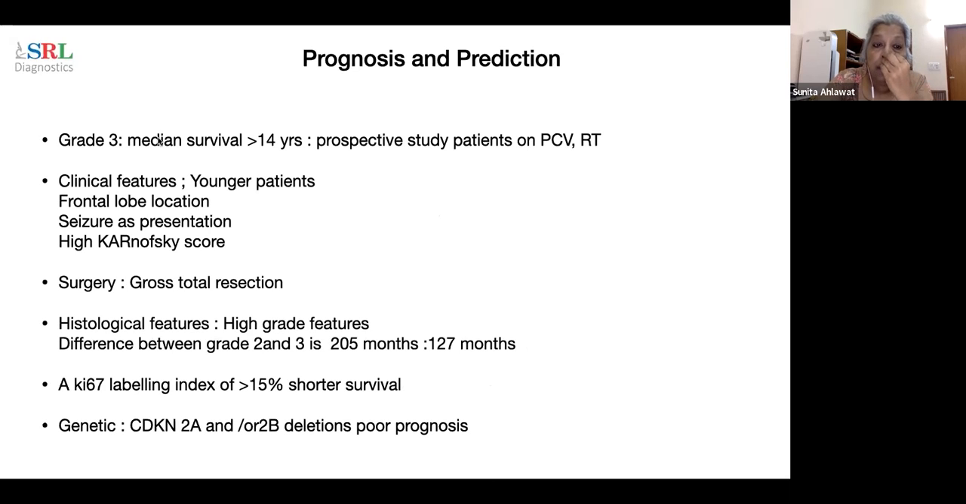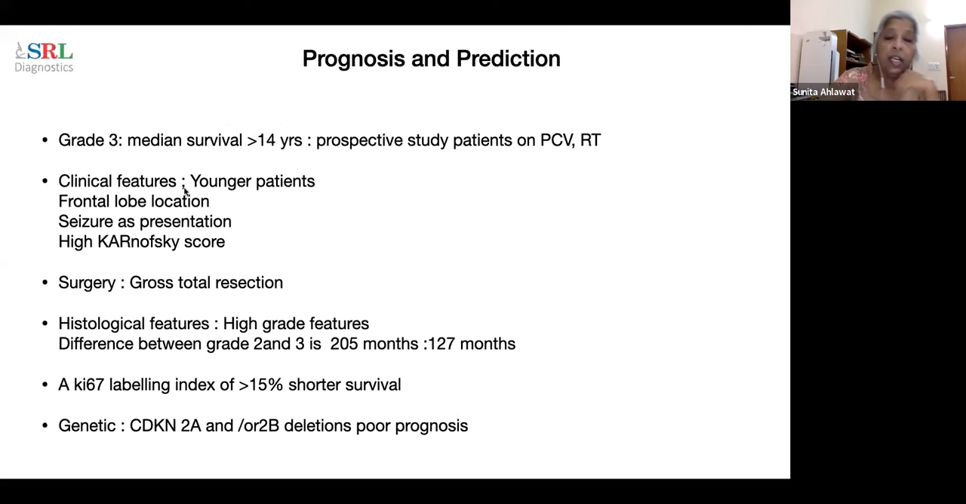Grade 3 glioma has a median survival of, when the chemotherapy, and there were not many options for treating brain tumors. The grade 3 survival was much less, but there are now many prospective studies in which patients have been treated with PCV along with radiotherapy. The median survival of grade 3 oligos also is more than 14 years.